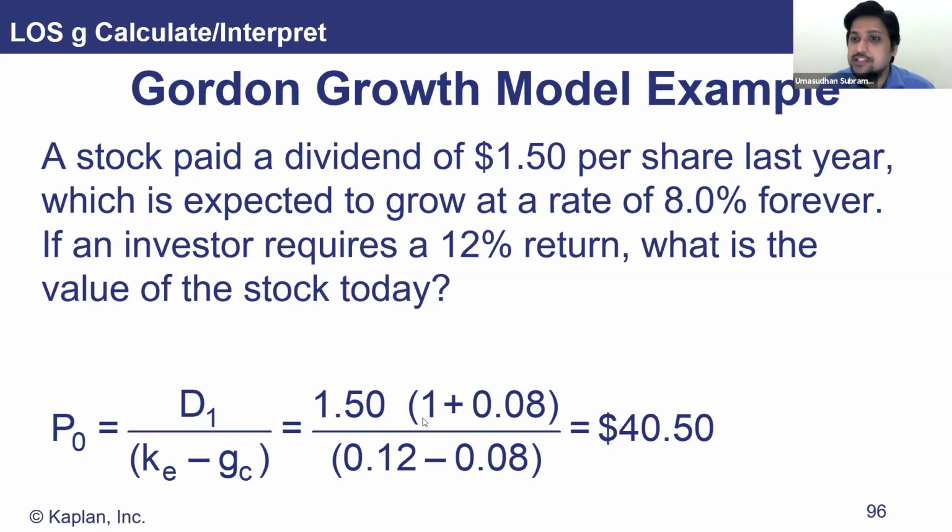So see what's happening. This is a very important formula, not just in Level 1, but everywhere. You've got to remember D1 divided by cost of equity minus the growth rate. And this is going to be the intrinsic value of the company. If the stock price is trading below this, it is undervalued. If it is trading over this, it is overvalued, and you sell them or short them. So that's the Gordon growth model.